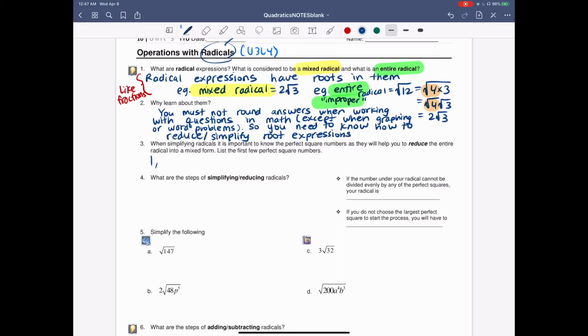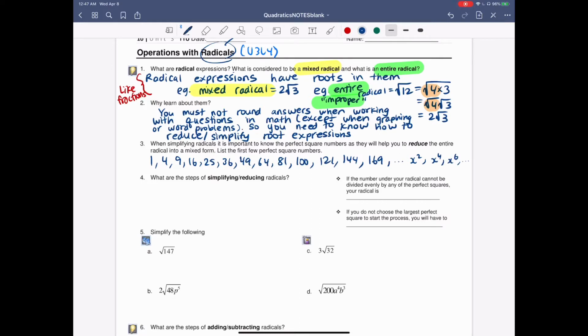1 squared is 1. 2 squared is 4. 3 squared is 9. 4 squared is 16. 5 squared is 25. 6 squared is 36. 7 squared is 49. 64, 81. 10 squared is 100. 11 squared is 121. 144 is 12 squared. 169 is 13 squared, etc. And you could even reduce if any of these are under the square roots.